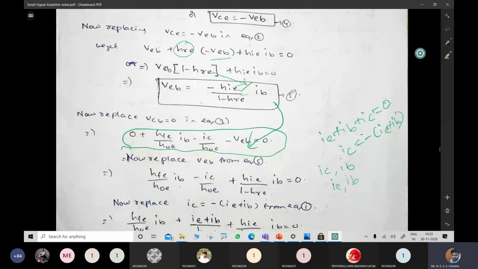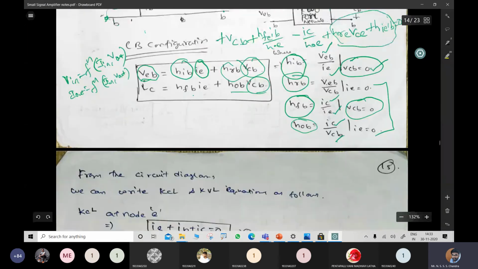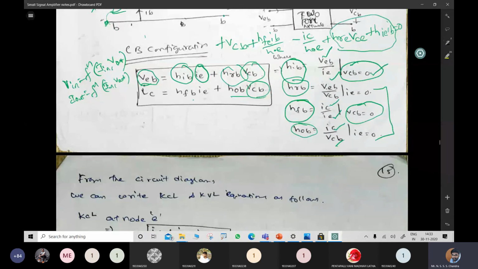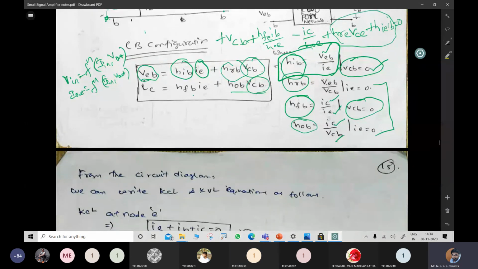And now you know the definition of HIB. What is the definition for HIB? Are you seeing? Please respond. Please respond quickly. Hello, please respond. What is the relationship for HIB? Am I audible? VEB by IE. VEB by IE, right? When we are taking VCB equal to 0.